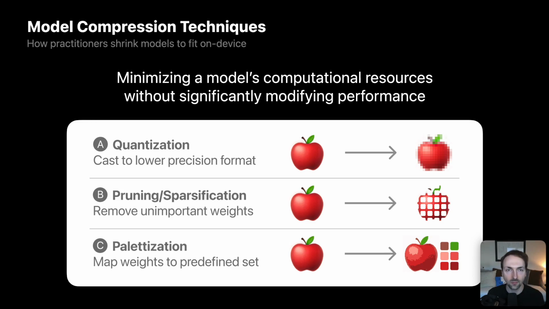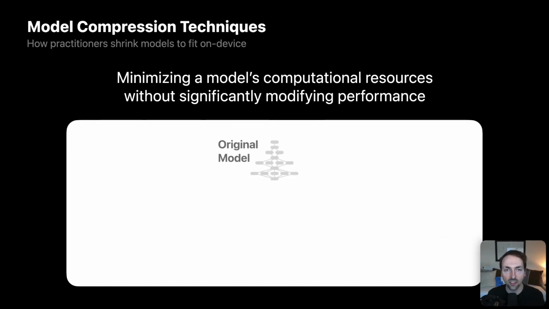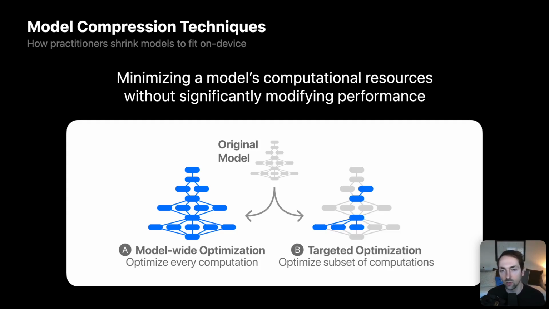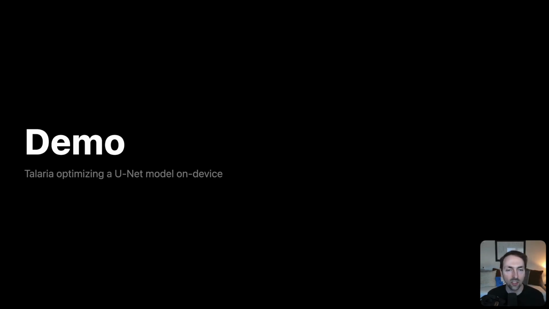And we can apply these techniques in two sort of modes. The first is what we call model-wide optimization, where you sort of just bluntly apply one of these techniques to the entire model. Or with Talaria, we can do target optimization, where we can find only a particular set of operations that we can apply our compressions to. So let's now look at a demo of our system in practice. We're going to be running Talaria on a UNet model that's been loaded onto a device that's running on hardware.